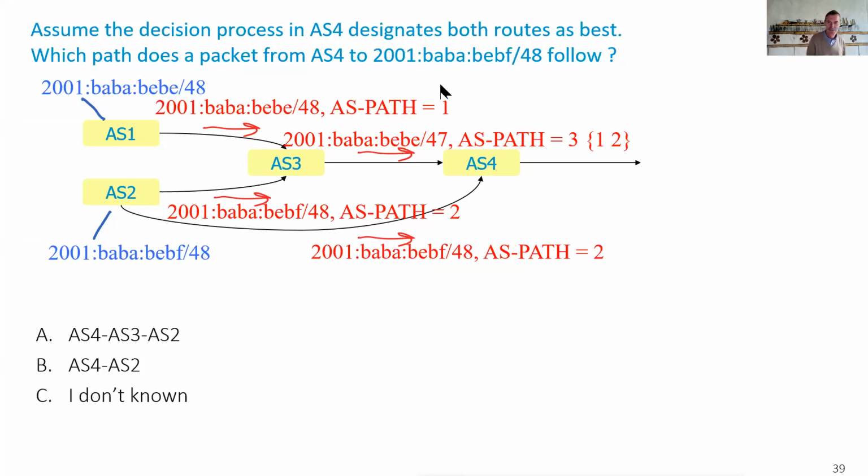Now, a packet from AS4 goes to this destination prefix, 2001 BABA BIB-F /48. So the prefix that is advertised here. This packet is to be processed by AS4. Which way will AS4 send it? Will it send it via AS4, AS2, which is the shortest path, or via the longest path, AS4, AS3, AS2? Which one do you think it will take?